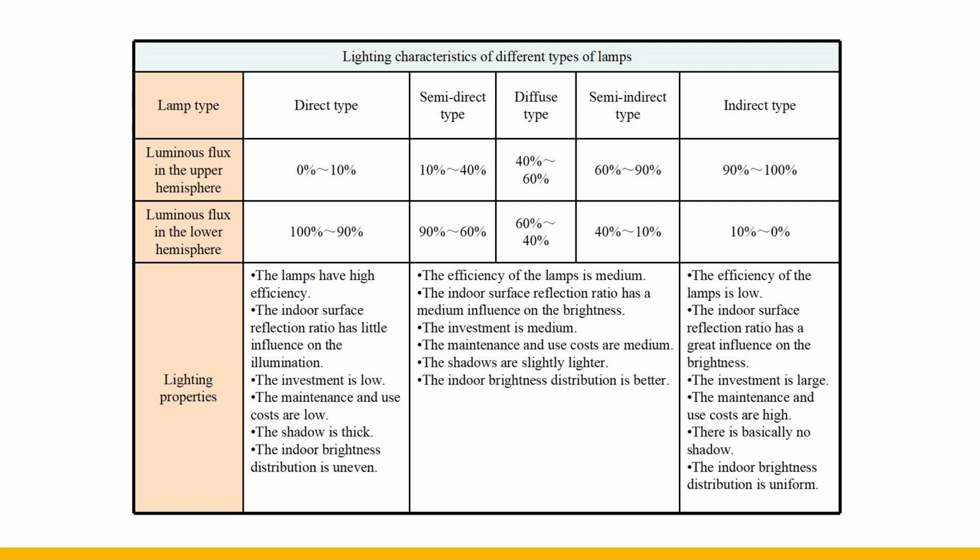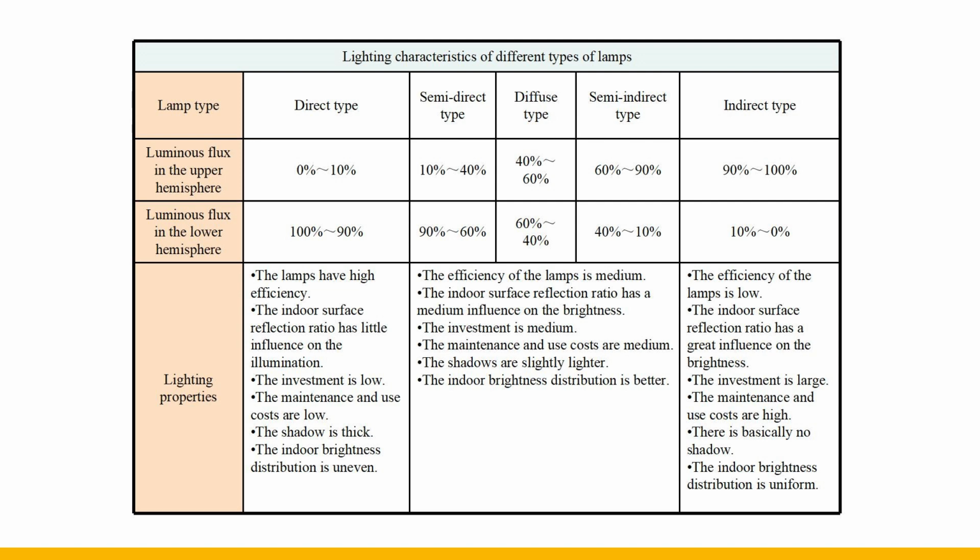The lighting characteristics of semi-direct type, diffuse type, and semi-indirect type are: medium efficiency of lamps, medium influence of indoor surface reflection rate on illuminance, medium investment, medium maintenance and use costs, soft indoor light, and relatively uniform brightness distribution. The indirect lighting characteristics are that all the light of the working surface comes from the reflected light. The lamp efficiency is low.